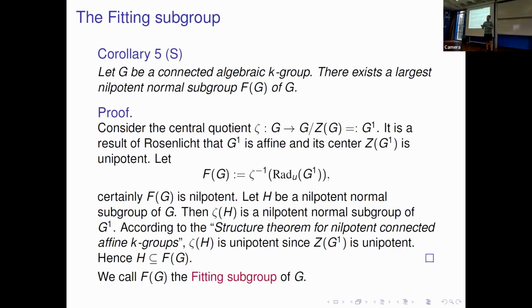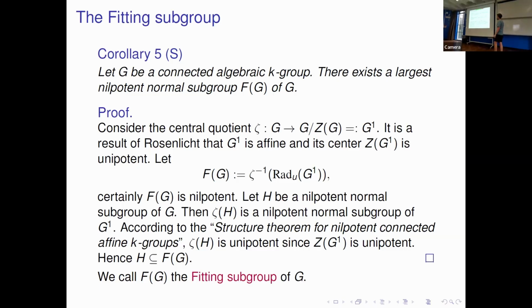The next result looks very similar to the previous one, but this one was actually a stepping stone for the one we'll see on the next slide. An interesting thing here is we've no longer said affine, just connected. So this works even for non-affine groups, but you need connected, at least as far as I know. There exists a largest nilpotent normal subgroup. And I promise this is the last slide in which you see the word largest. There are other things going on. And the proof is again quite simple.